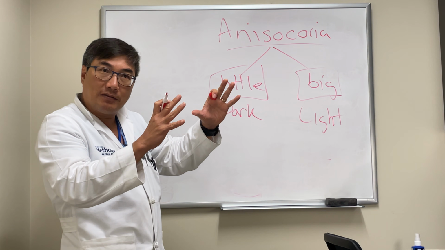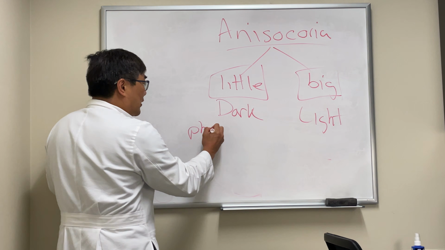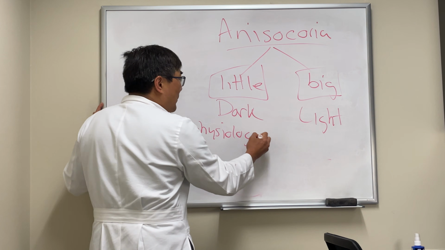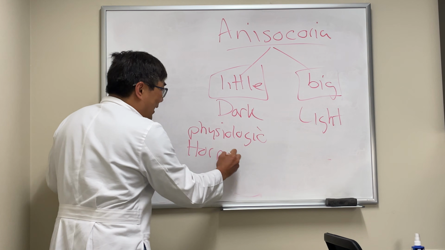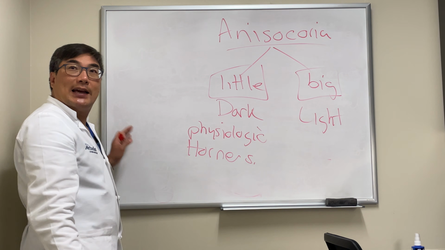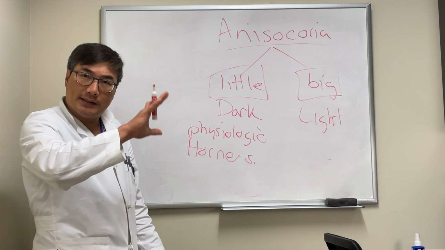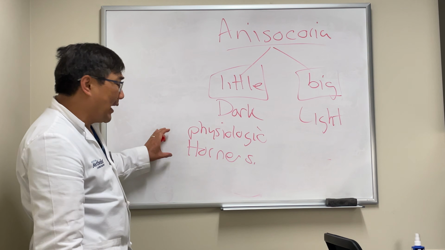That's the sympathetic pathway. That could be a physiologic Anisocoria, which is normal, or it could be a pathologic Horner syndrome. In the Horner syndrome, the pupil isn't dilating because it has a sympathetic lesion, and you can watch the video on the sympathetic pathway and the Horner syndrome to find out more about that.